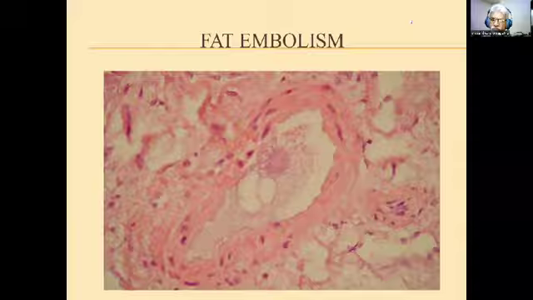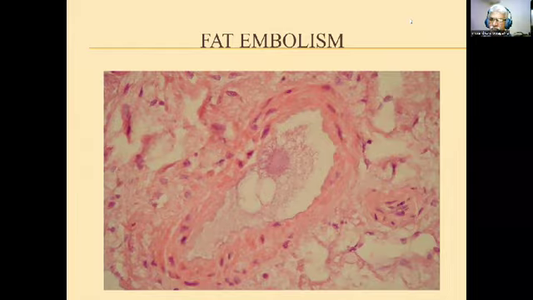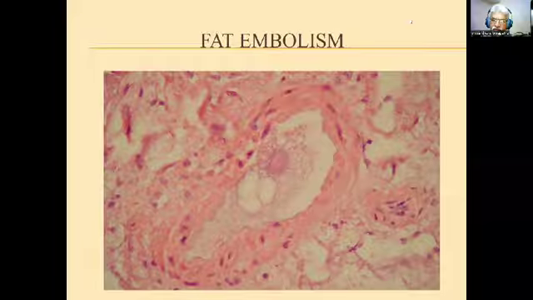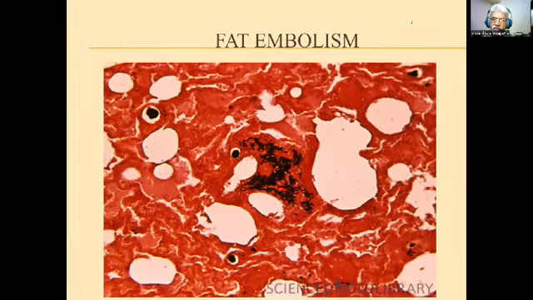So this is the picture we see in a hematoxylin and eosin stain. Inside the blood vessel, you see some empty areas, vacuoles, that are suspected to be fat. But we can tell only with confidence after doing a special stain like this, Sudan black.